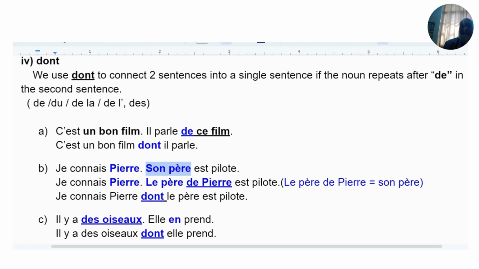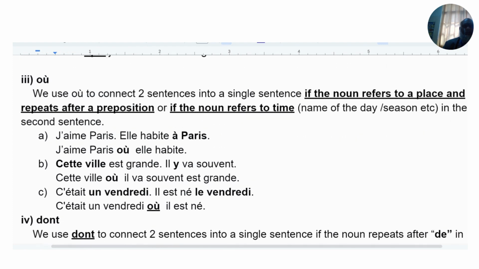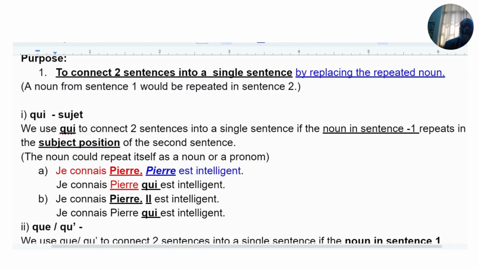So it's a quick explanation given. You can refer to this document and hope it will serve your purpose.